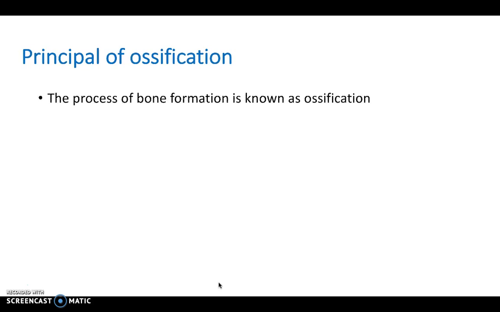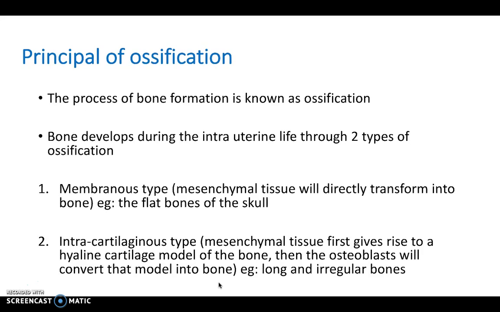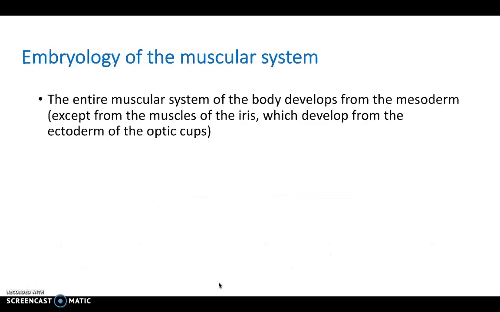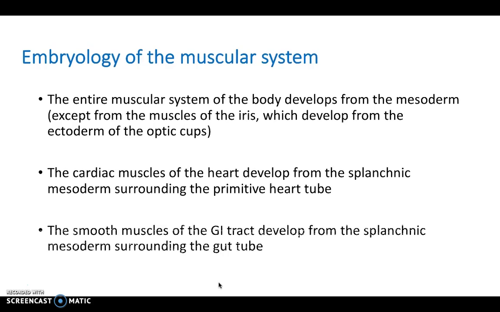So remember this principle of ossification, and this is essentially bone formation, and bone develops during intrauterine life through two types of ossification, and these are membranous types and intracartilaginous types, and these form different types of bones. Remember what we discussed earlier in this video. So, embryology of the muscular system. Remember, we have three different types of muscle. There's cardiac muscle, skeletal muscle, and smooth muscle, and the embryology behind this: the entire muscular system of the body develops from the mesoderm.